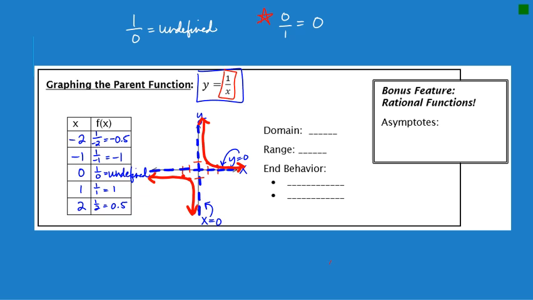So for our domain and range, these are actually going to be not terrible. Let me go ahead and write down our asymptotes. So we have x equals 0 and y equals 0. And I'm going to put down here that these are boundary lines that our graph cannot cross.